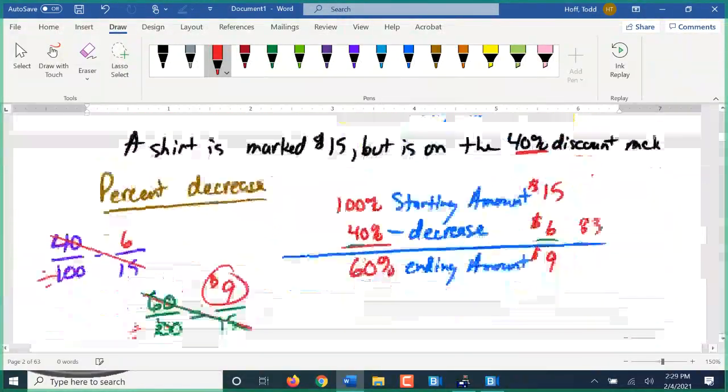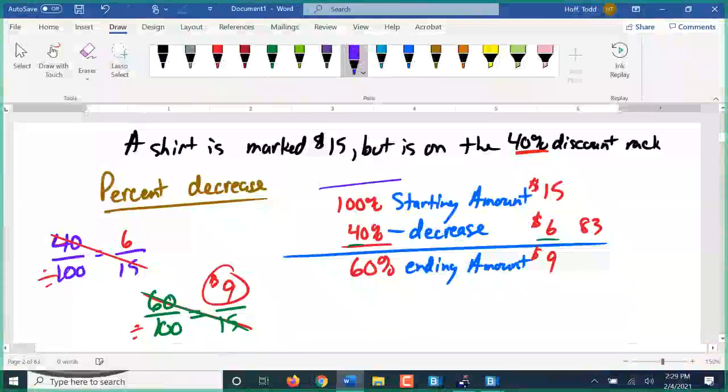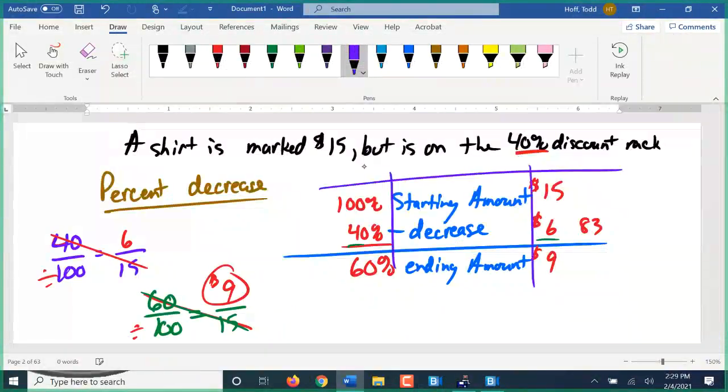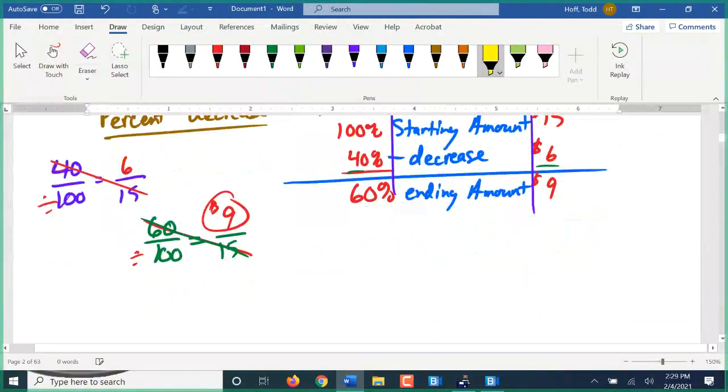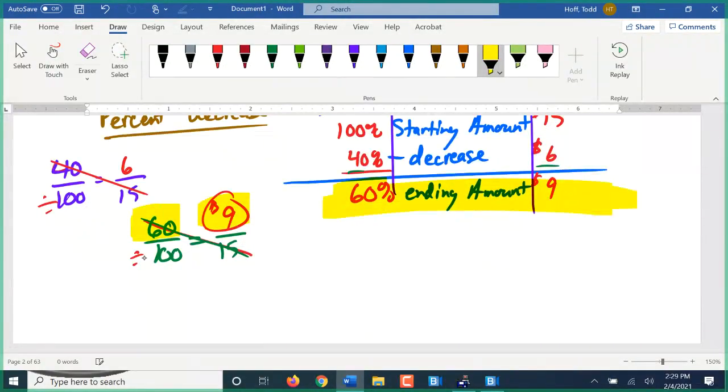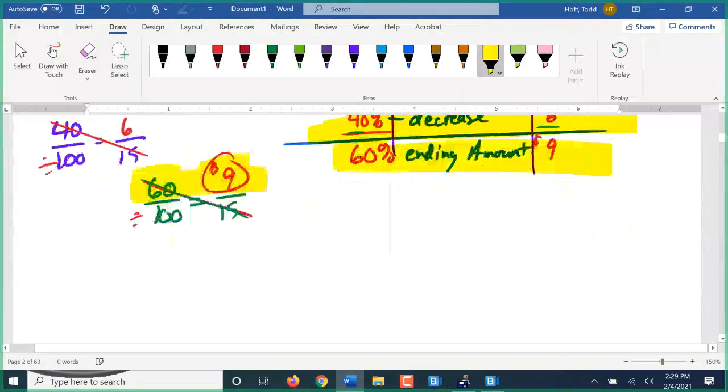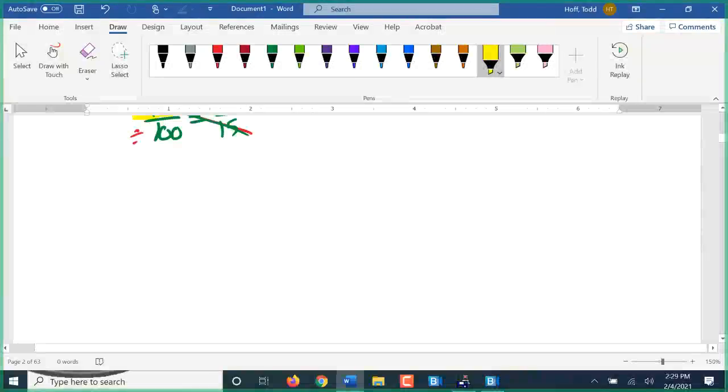Down here, same type of thing. The starting amount, described as a percent, is 100%. In dollars, it was the $15. The decrease was 40%, or $6. And the ending amount was 60%, or $9. We need to keep that in mind because whatever we put in our proportion, notice this 60% was with the $9 because they're from the same row of that table. The 100 went with the 15 because they were from the same row of that table. Whatever goes in our proportion has to line up in that table.